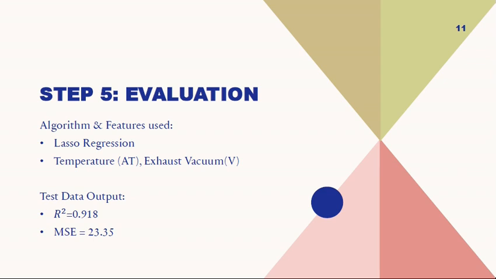Based on the results, I think the lasso regression model using only temperature and exhaust vacuum features seems to have a good balance between model complexity and performance. The higher R-squared value indicates a stronger relationship between the model's prediction and the actual output values. The MSE is moderate with a value of 23.35. It tells me that there is a reasonable average squared error between the predicted and actual values.